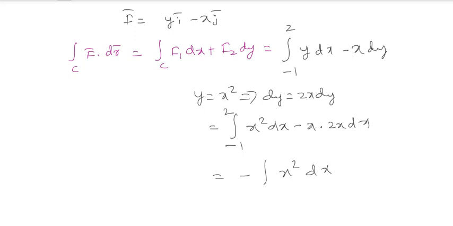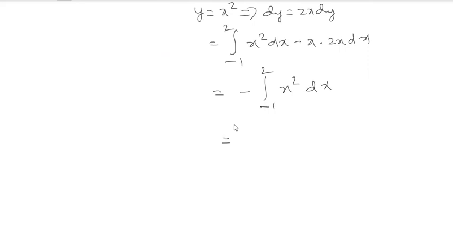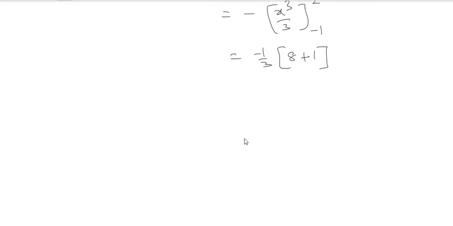Is there any problem? Somewhere we are stuck, I think. So yes, minus x square dx from -1 to 2. Just do the integration and substitute the limits. So minus of x cubed by 3, limits -1 to 2. This -1 by 3 I am taking outside. 2 cubed is 8, minus of minus 1 cubed, minus of minus is plus, so 1. So the answer is -9 by 3, which is -3.